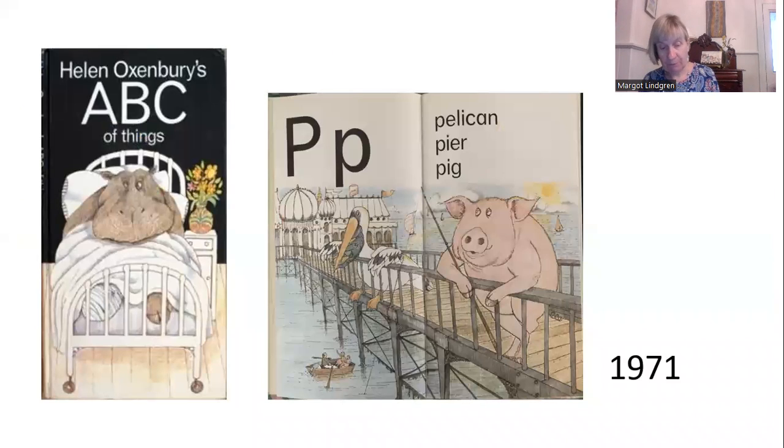Here we have an alphabet book by Helen Oxenbury. On each page, she lists a series of words and then she cleverly links them through her illustration. There's so much warmth and humour in this vertical format book. This was one of her earliest publications.